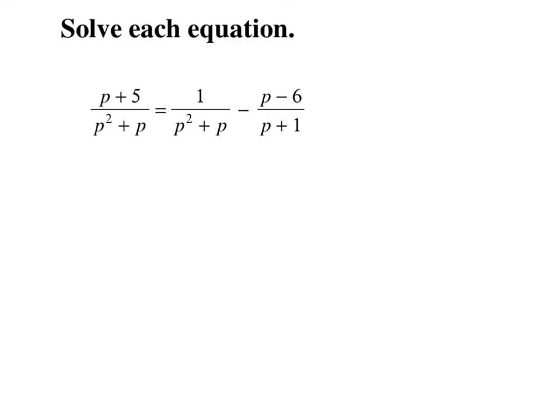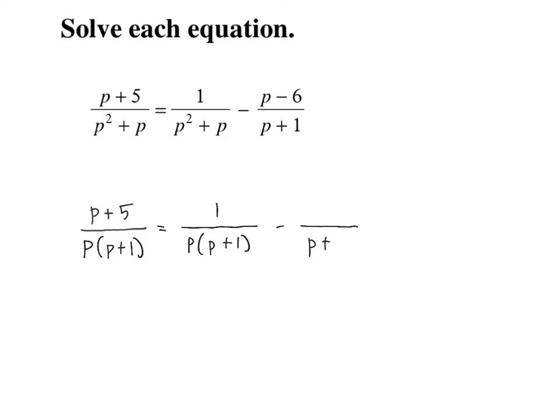So the first fraction, the top is p plus 5, and then this bottom, you see this has a GCF of p, so you can pull out a p from there, and then you'd be left with p plus 1. That's the same thing for the next one. And then the last denominator, p plus 1, you can't factor, so it just stays.